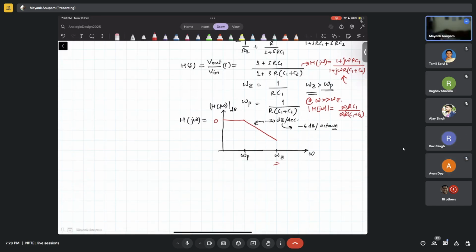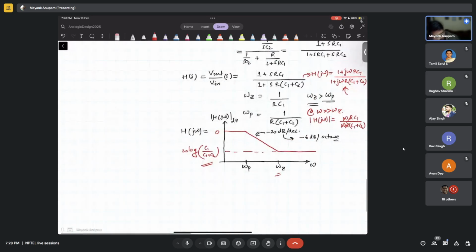So it will be something of this kind, and what will be this value? Ultimately C1 divided by C1 plus C2, but this mod has to be in dB, so 20 log of this, right? This will definitely be a negative number, isn't it? Because C1 is less than C1 plus C2, right? Okay, good. So this is how its transfer function will look like.